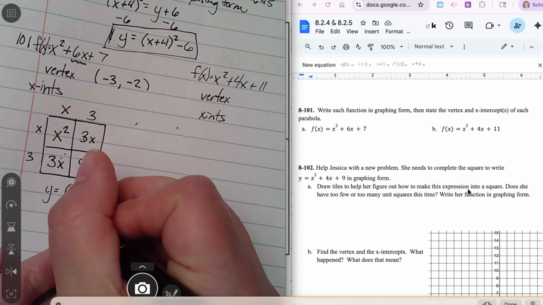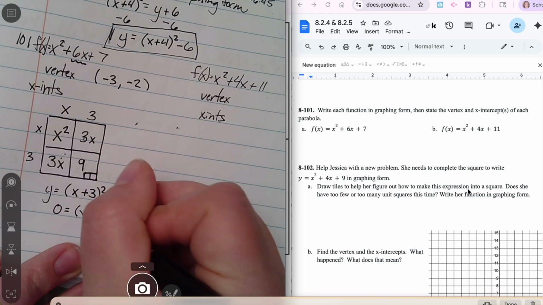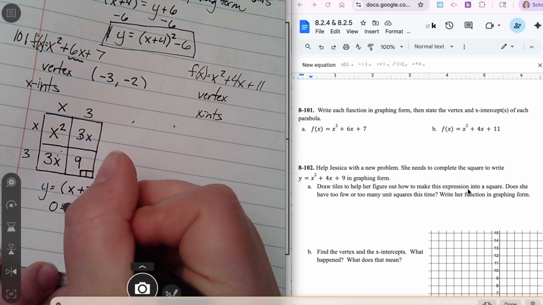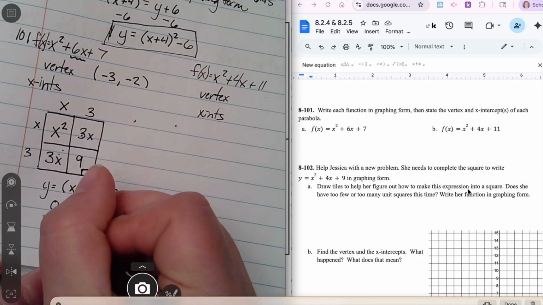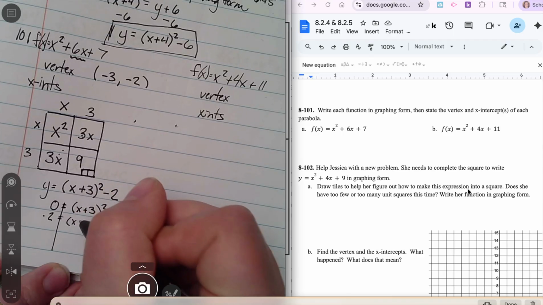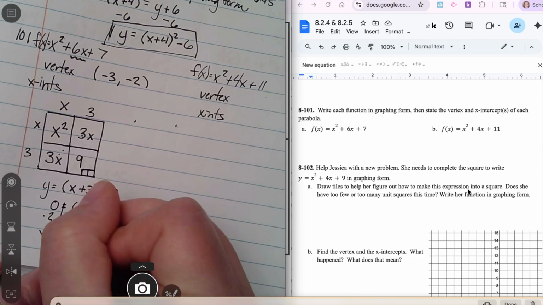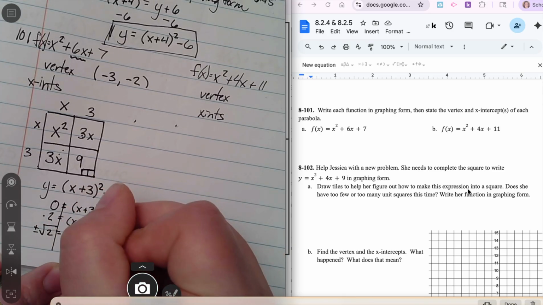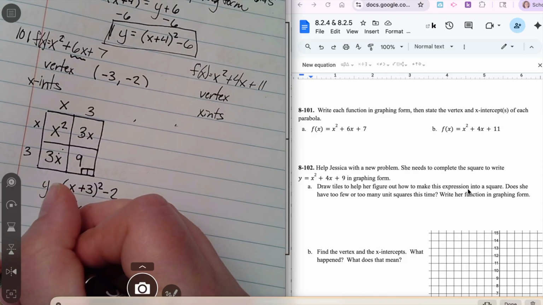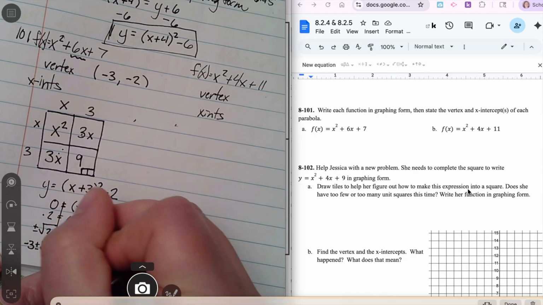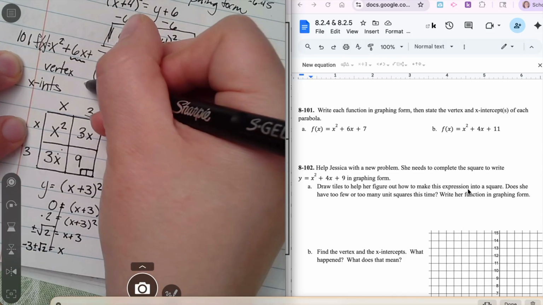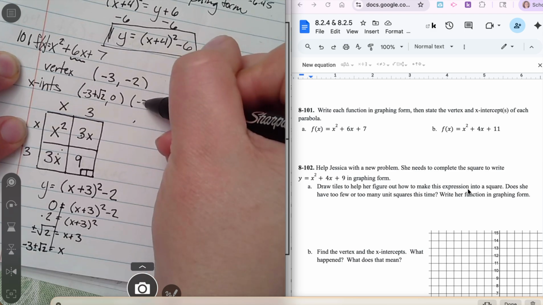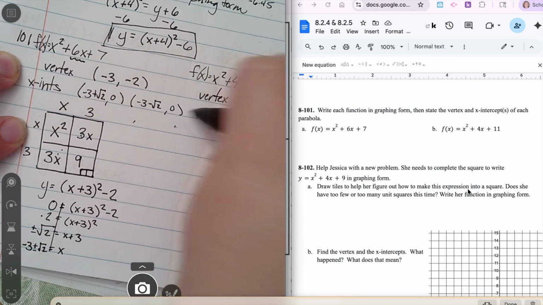To find my x-intercepts, we said we plug in 0 for y and solve for x. So I would draw my line, add my 2 to the other side first. Take the square root. Don't forget the plus or minus out front of that. And then subtract the 3 to the other side. So my 2 x-intercepts would be at -3 plus the square root of 2, 0, and -3 minus the square root of 2, 0.